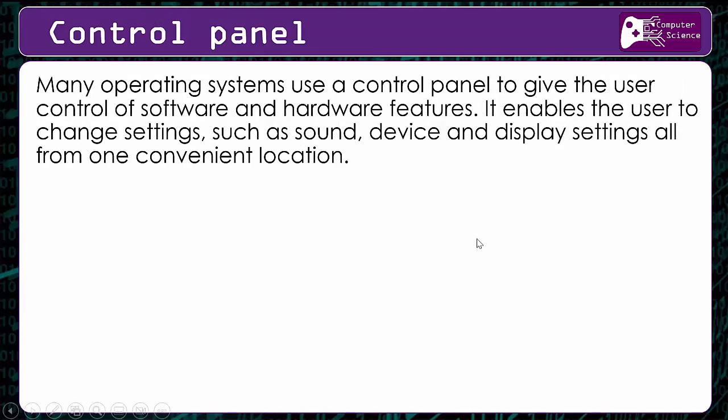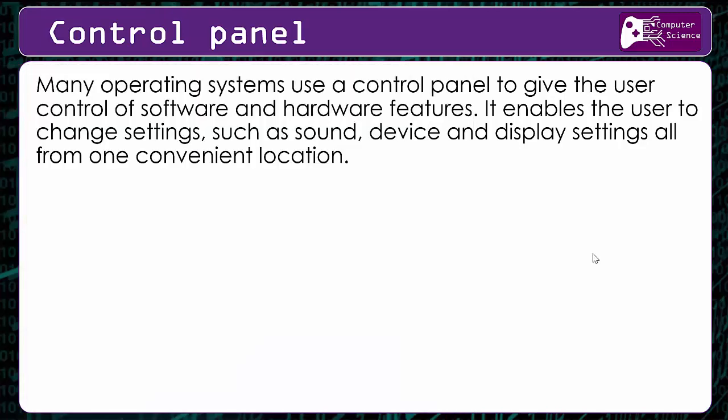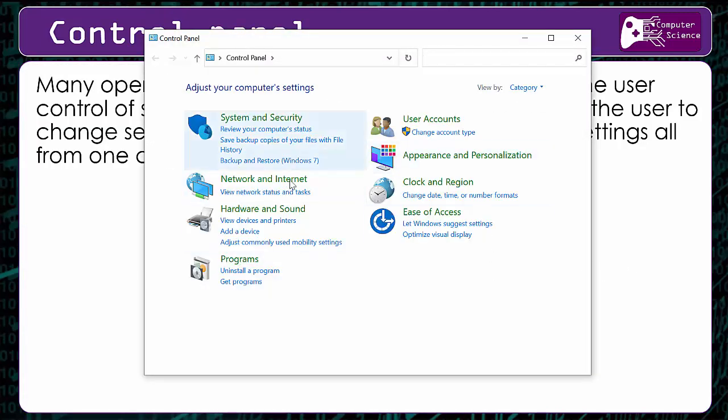The control panel. Many operating systems use a control panel to give you access to lots of different tools and features. So if I go into the control panel on my computer, you will see that it looks like this. And from here I can access all the different settings within my computer.